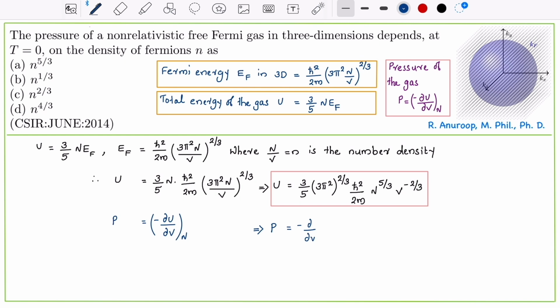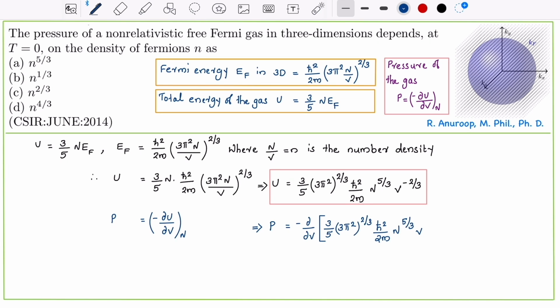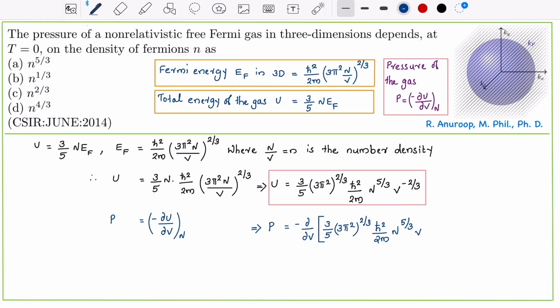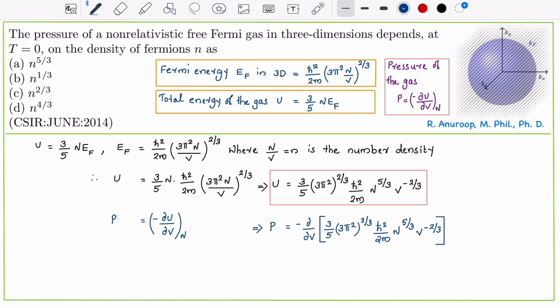Now within the bracket we have the expression for the total energy U, that is 3 by 5 (3π²) raised to 2 by 3, then ħ² by 2m N raised to 5 by 3, then V raised to minus 2 by 3. Now we have to differentiate these terms inside the bracket. So first of all, let us take all the constant terms outside the bracket.